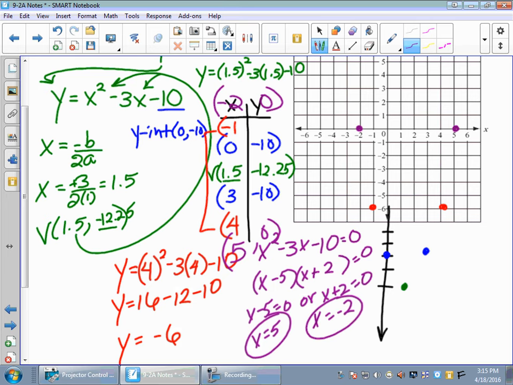So now that I have enough points and I know that it's going to cross the x-axis and where it's going to cross the x-axis, I can draw my graph. Okay, there's nothing that says you can't use all of your tools to get your graph.